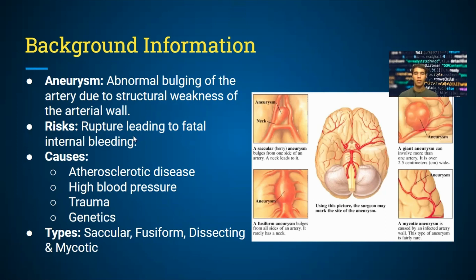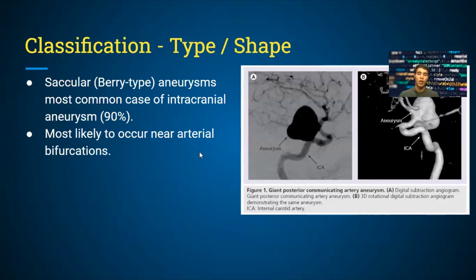But there are different types of aneurysms, the most common one being saccular. On the right, there's a picture of different types. They usually happen at bifurcations or branches of different arteries. Saccular is the most common type, and they're recognized by the berry shape. They can vary in size, from a couple of millimeters to a couple of centimeters.